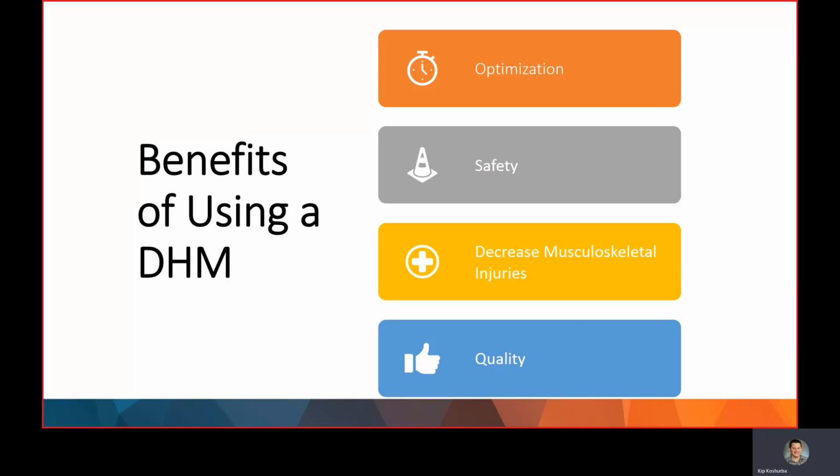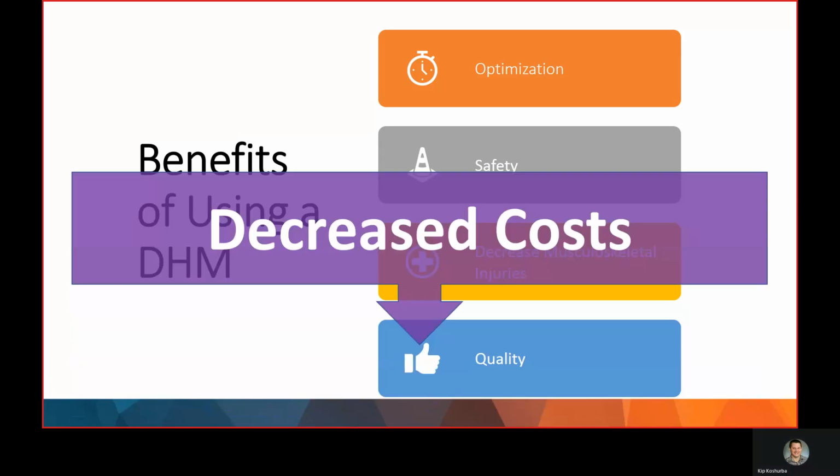All of these benefits tie into one further benefit that every organization is interested in: decreased costs of waste, of labor, of injury claims, of defects, and of course, of redesign to fix what didn't work. Using digital humans saves companies both money and time when considering various design alternatives and increases the chance of getting it right the first time.